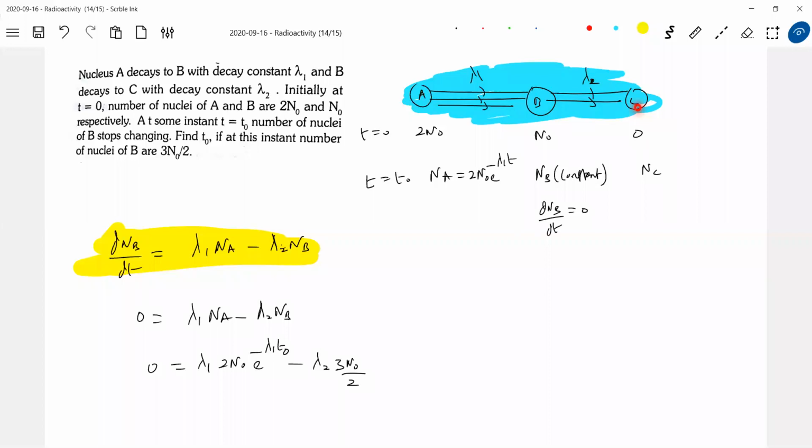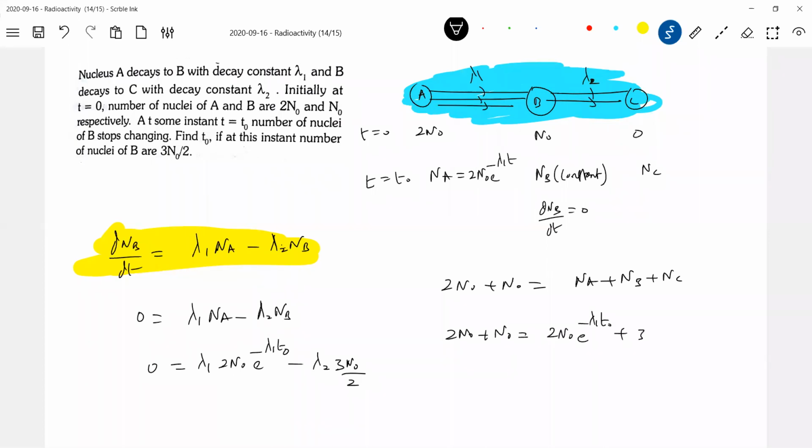How to calculate the number of nuclei of C? After getting this t naught, can we calculate NC? What shall we write here? 2 N naught plus N naught, is it justified writing this equation? Or only 2 N naught, as the overall population should remain the same. So we know this is 2 N naught. It didn't ask, but I can go further like this, 2 N naught e to the power of t naught. I'll solve for this t naught value, substitute, and I'll get the population of C also.